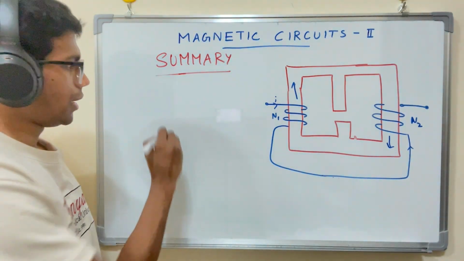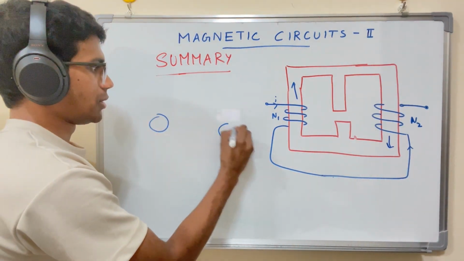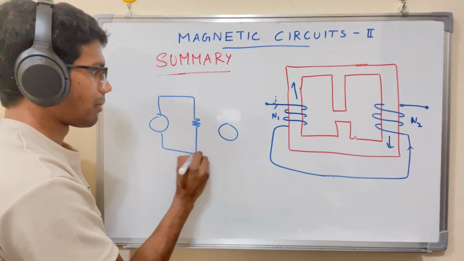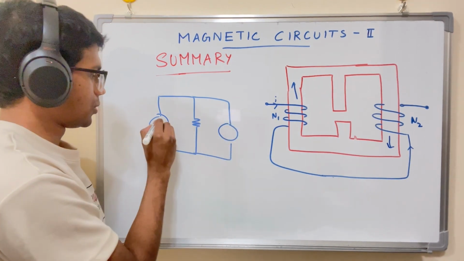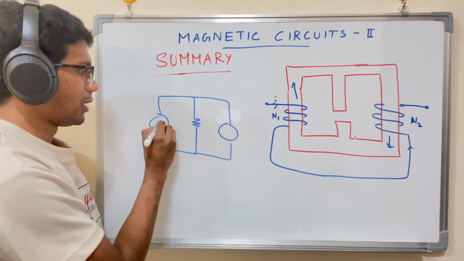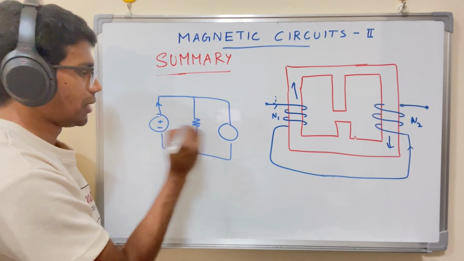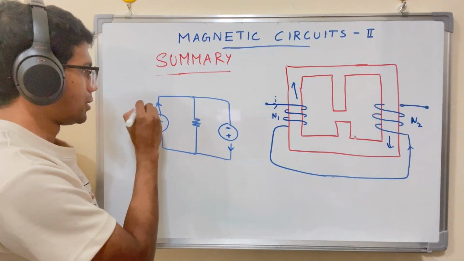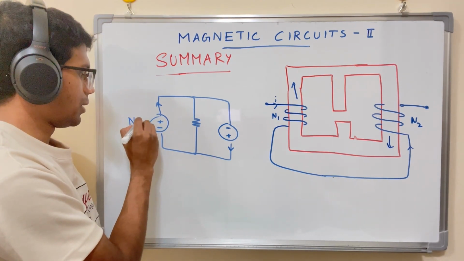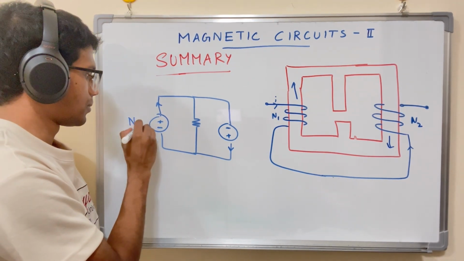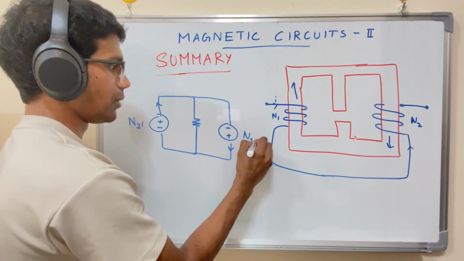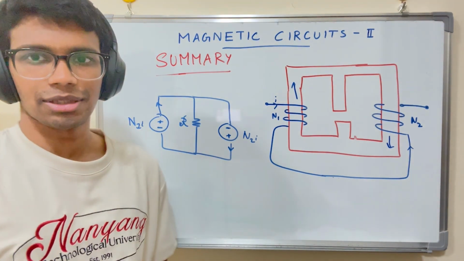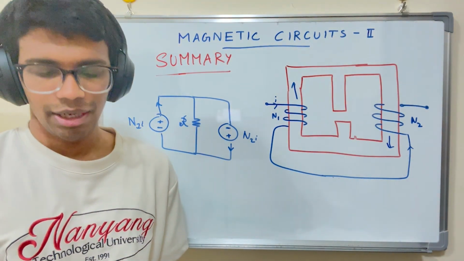So when we rewrite it, it has two sources and a reluctance in the middle, and the sources are oriented this way. Since the first flows this way, the second goes in the opposite direction. This is N1 I, and this is N2 I, and this is the reluctance. Now you could just simplify it just like you would for a standard electrical circuit, and you could get the required answer.